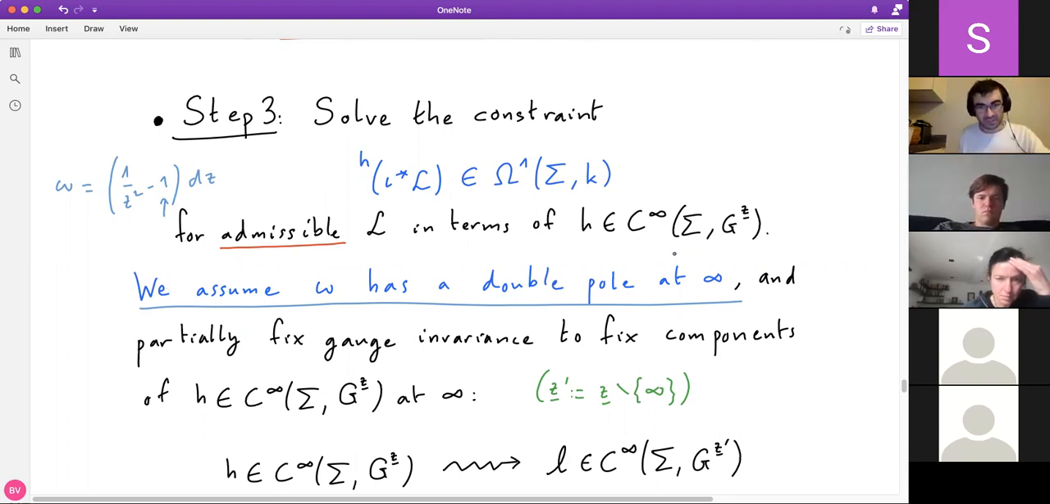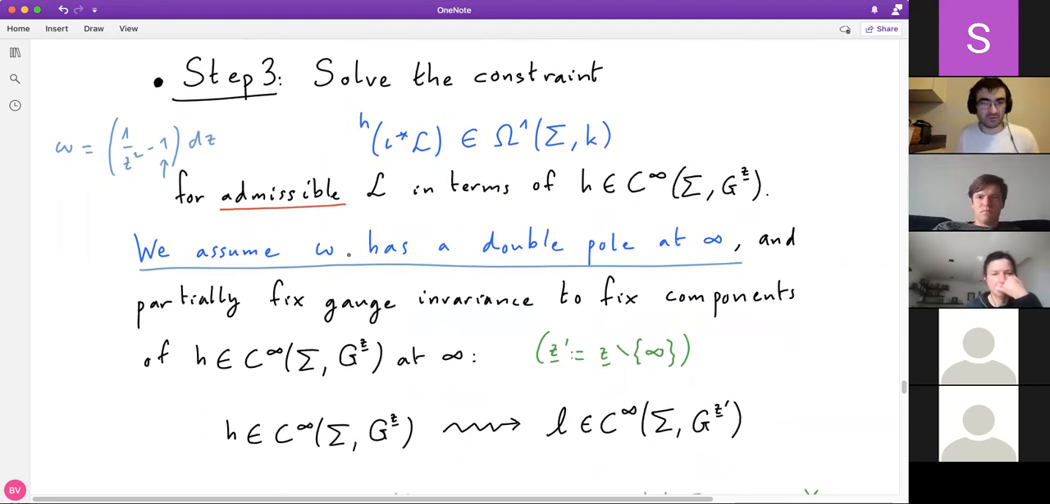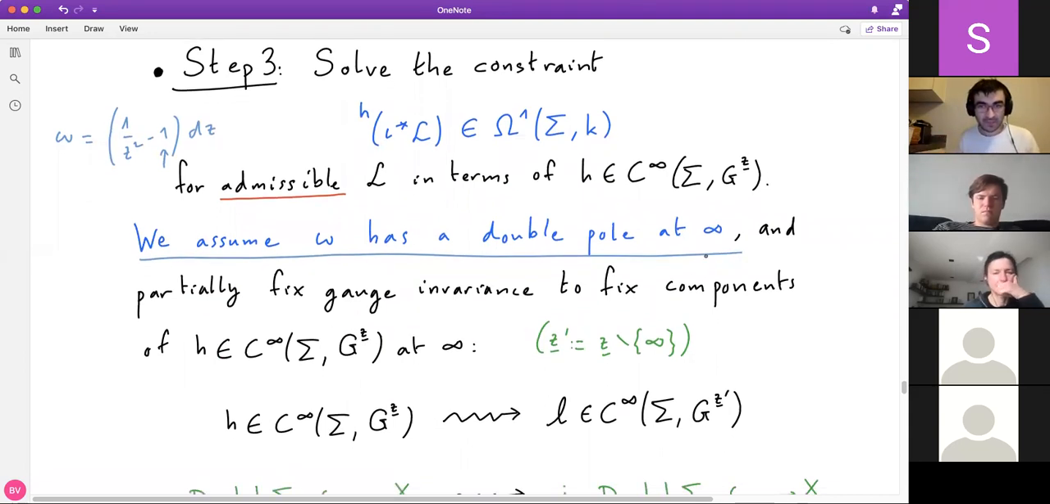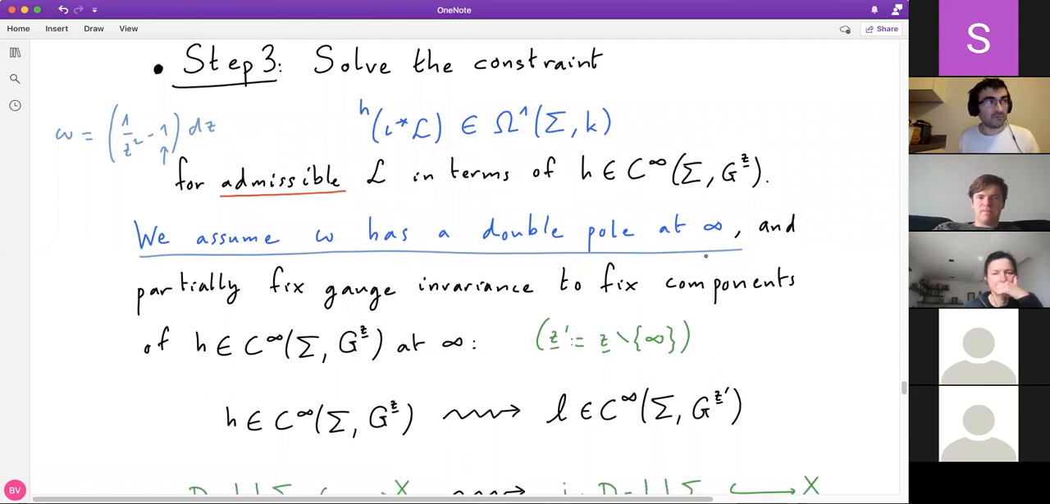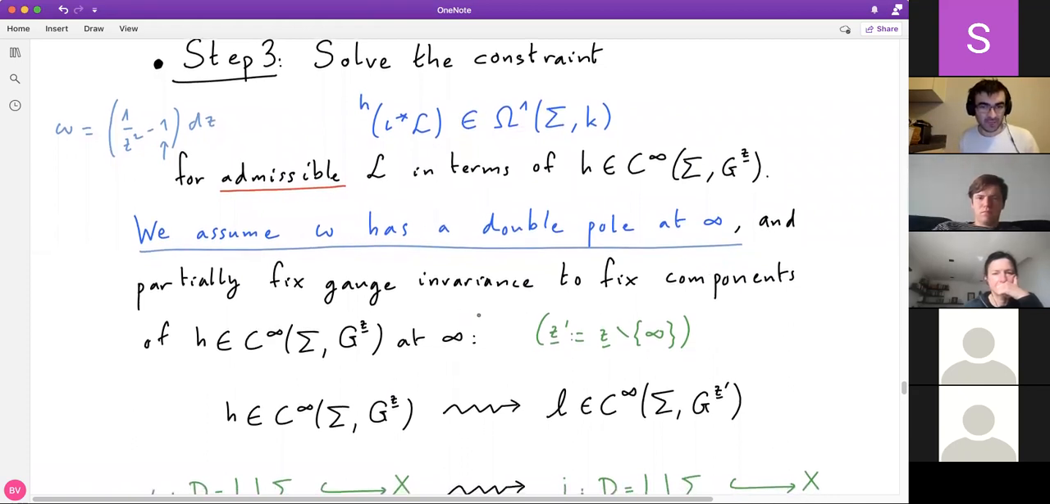But assuming I can do this, assuming I'm focusing now on connections on meromorphic one-forms with some double pole, which for convenience I'm just choosing to be at infinity, then I can use the gauge invariance to partially fix some of my degrees of freedom.